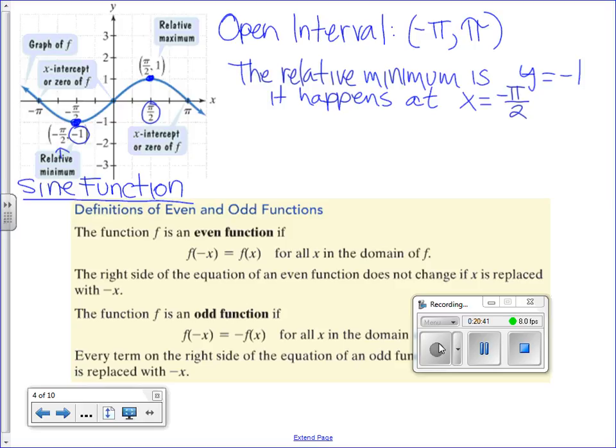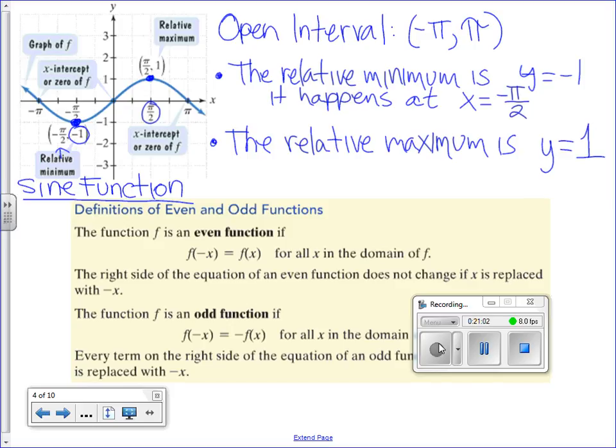Now the other one, for relative minimum, so that's maximum. So the relative maximum is going to be, again, the y value, positive 1. And it happens at pi over 2. Okay, so that's it for relative maximum and minimum.